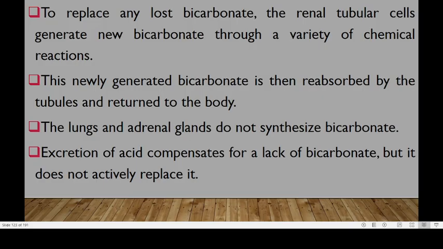These newly generated bicarbs are then reabsorbed by the tubules and returned to the body. The lungs and adrenal glands do not synthesize bicarbs. Excretion of acid compensates for lack of bicarbs, but it does not actively replace it.